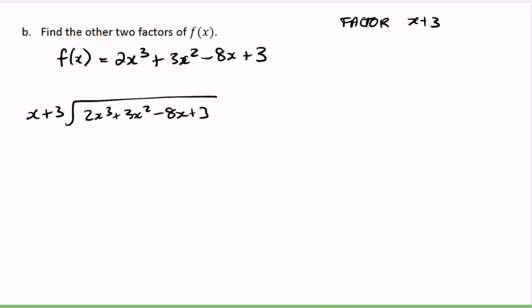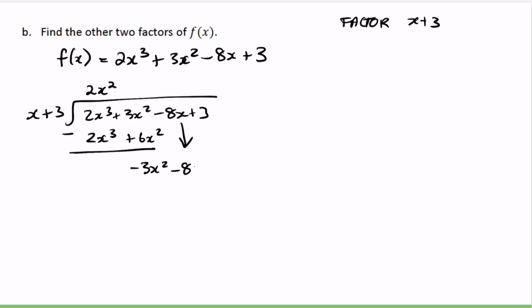So x goes into 2x cubed, 2x squared times. 2x squared times x is 2x cubed, 2x squared times 3 is 6x squared. I will then subtract. So 2x cubed minus 2x cubed is 0. 3x squared minus 6x squared is going to be negative 3x squared.